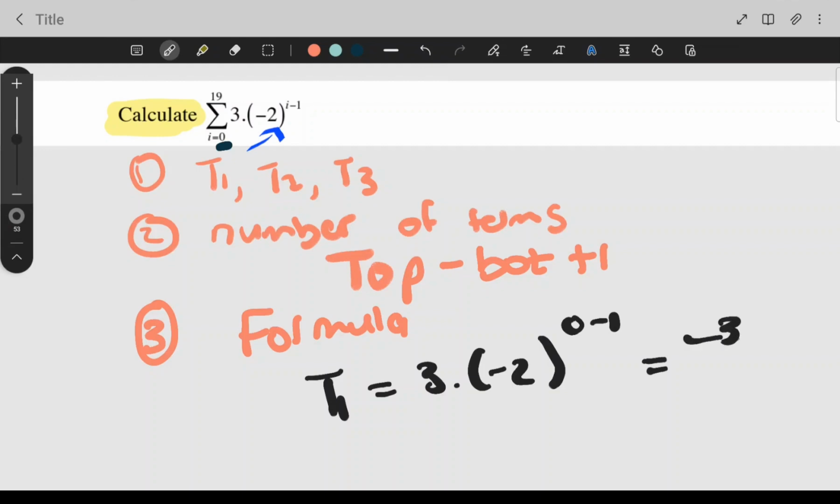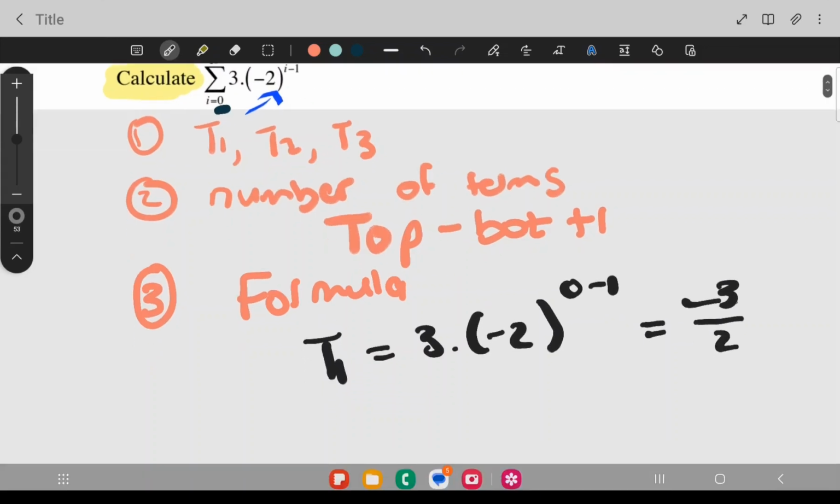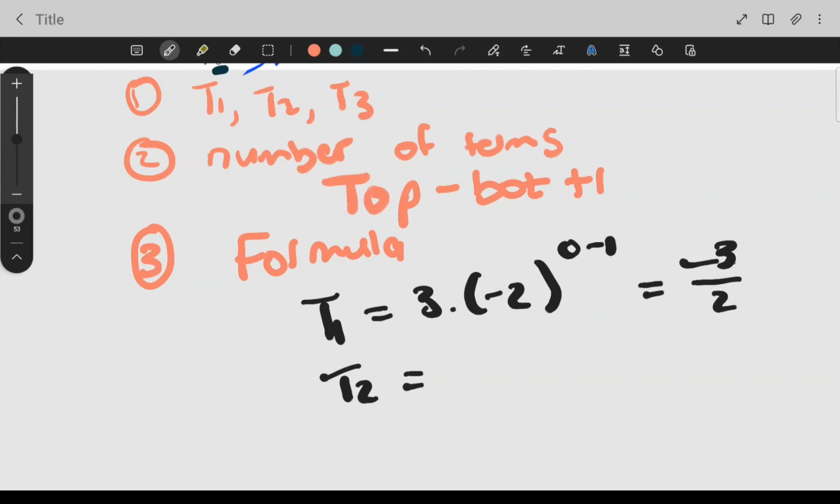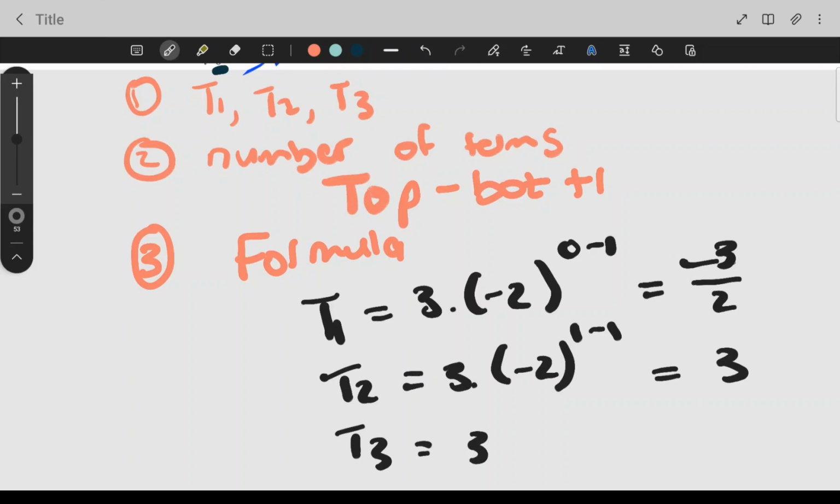I get negative 3 over 2. Okay, and then for term 2, we do the same. 3 times negative 2. So the next number after 0 is 1. And here I get 3. And then for term 3, the next number after 1 is 2. And I get negative 6. Okay, there's my first 3 terms.